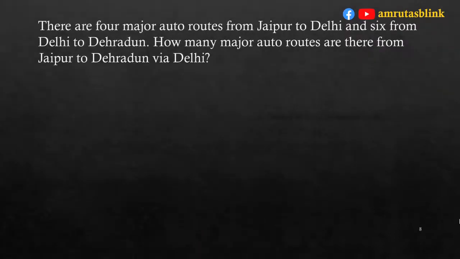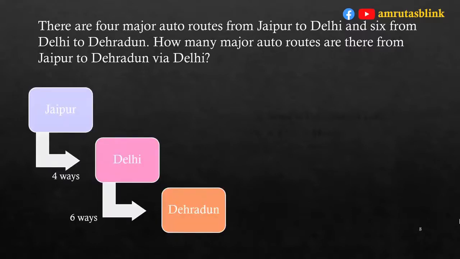Moving to next question. This problem: there are 4 major auto routes from Jaipur to Delhi and 6 from Delhi to Dehradun. How many major auto routes are there from Jaipur to Dehradun via Delhi? This problem is exactly similar to the previous one.